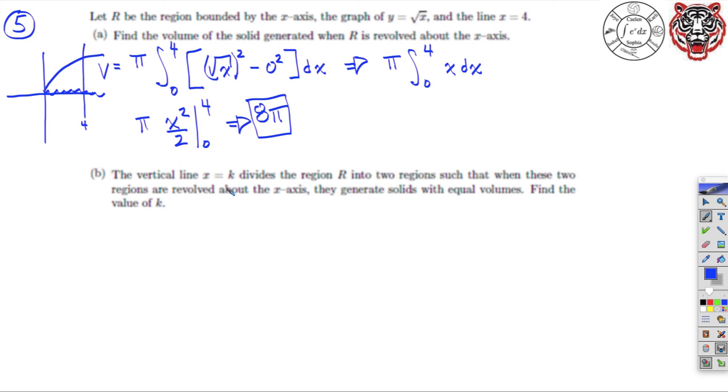That's only A, yeah. B is the hard part. So the vertical line x equals k divides the region R into 2 regions such that those 2 regions have the same volume when rotated around the x-axis. We need to find the value of k. So what is happening here? On this graph, they're saying I can find some line like this at value k such that this volume and this volume are the same when I rotate them. Where is that value of k?